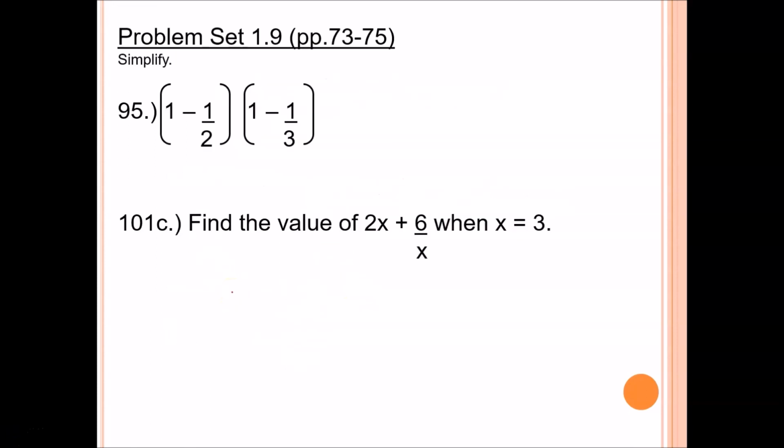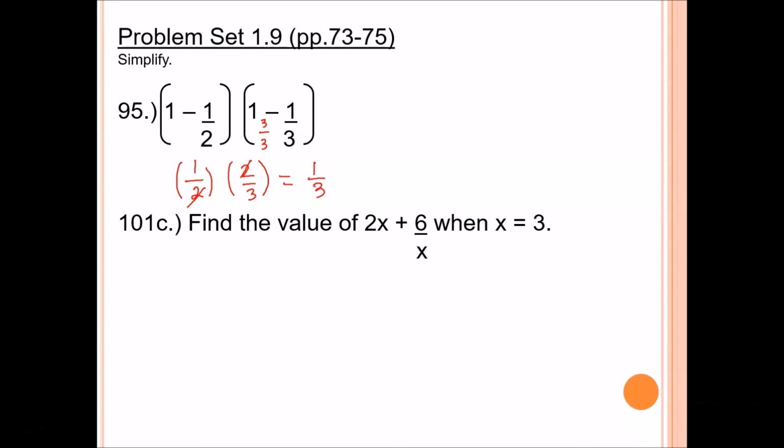Okay, this time, multiplication of two terms. So what shall we do first? Simplify. What is 1 minus 1/2? It's 1/2. Okay. Multiply. What is 1 minus 1/3? This is like 3 over 3 minus 1/3 is 2/3. And therefore, 2 and 2 can be cancelled. Our final answer is 1 over 3.